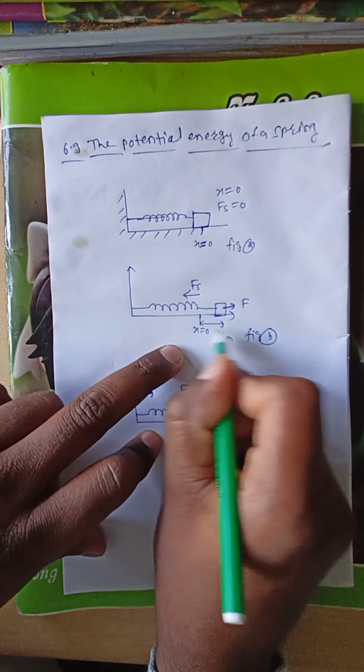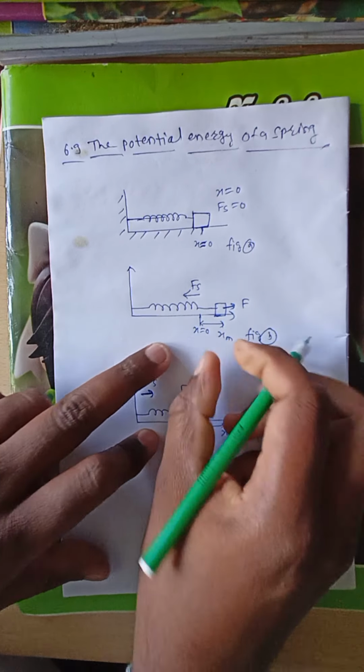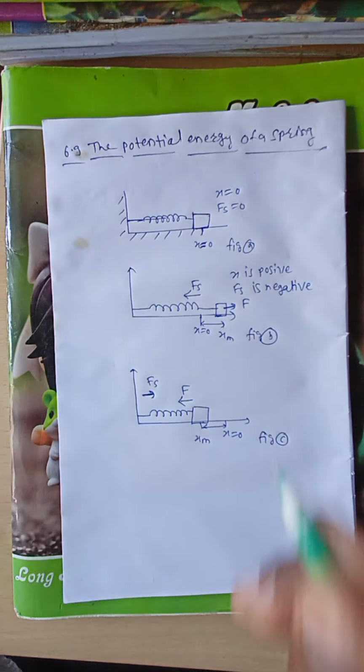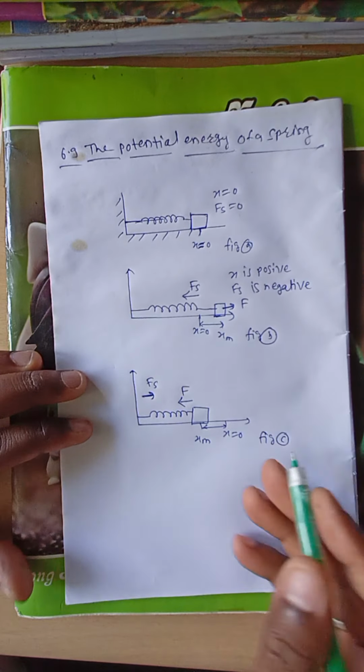Now in that case x is positive, means we have to apply the external force. When x is positive, the direction of the spring force Fs is opposite to that of the applied force, means x is in that direction, the displacement is positive, the displacement increases. This is the positive direction, and the spring force is in the opposite direction. Therefore the spring force is negative. When x is positive, spring force is negative. When x is 0, spring force is 0.